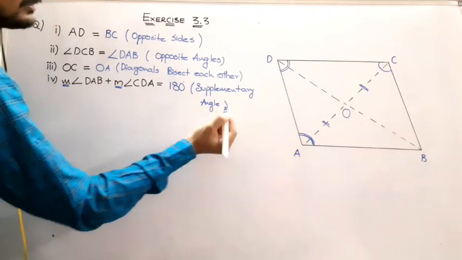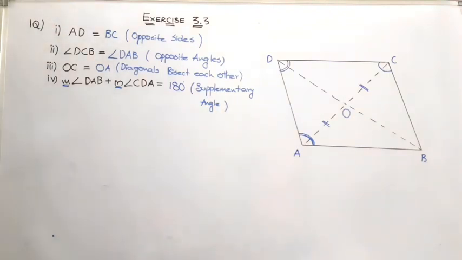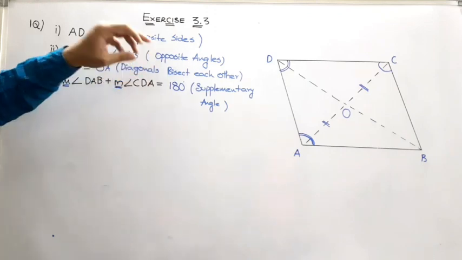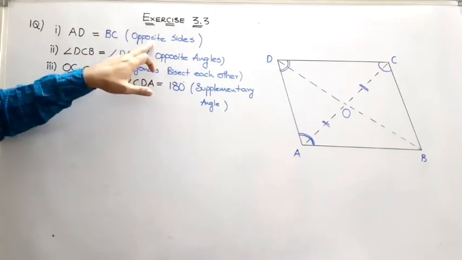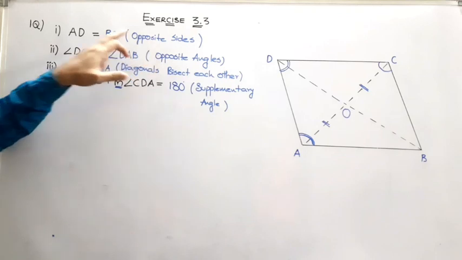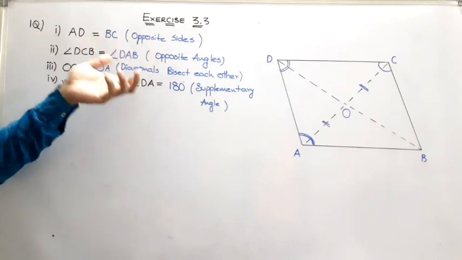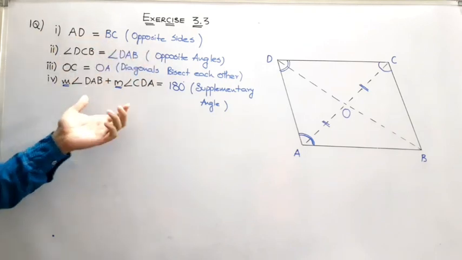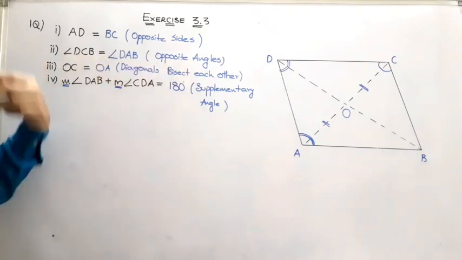Hope you are clear, children. Just once again I am explaining the things. In a parallelogram, any parallelogram, opposite sides are parallel and equal. If they give the parallel symbol, we will write parallel. Here they give directly equal to. And opposite angles are equal.